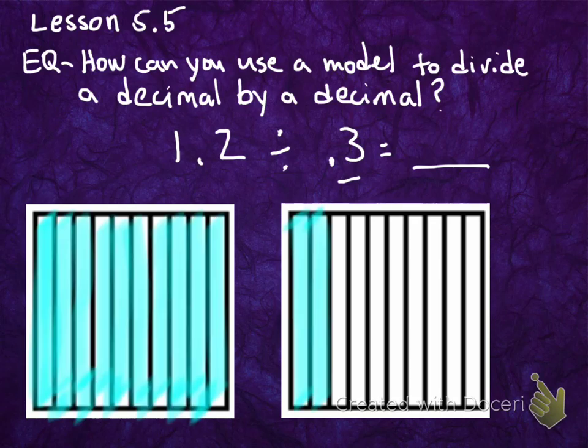With my base 10 blocks, what I have modeled is the 1 and 2/10. In this first group I have one whole box filled in, which represents that one whole, and in the second one I have 2/10 filled in. So that's representing the dividend. Now we're going to take this divisor and see how many groups of 3/10 are in this 1 and 2/10.